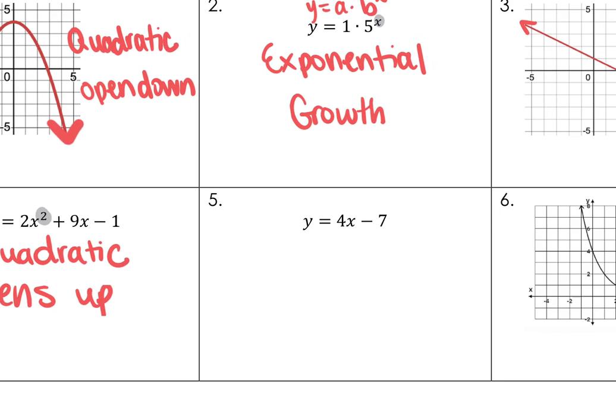All right, number 5, we have y equals 4x minus 1. This equation is in y equals mx plus b. There is no exponent, right? That just means x to the first power. So this is going to be linear.